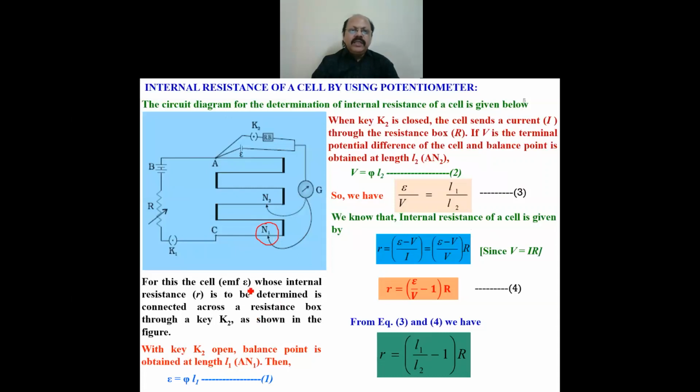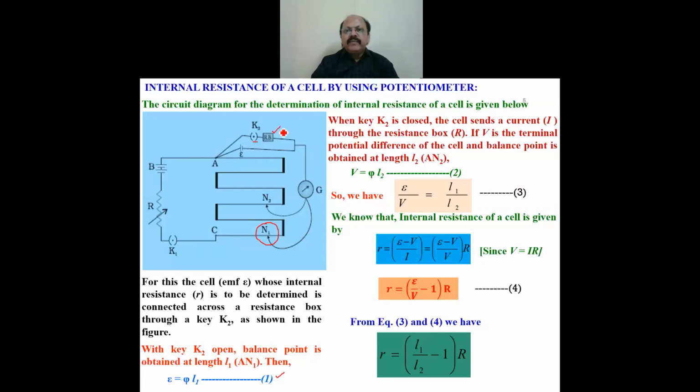Now you see that when the key K2 is open, then only the cell of EMF E is in the circuit. No external resistance is there. So that's why the potential difference between the two terminals of the cell is maximum. So it is the EMF. So EMF equal to phi L1. So mark this equation 1. Now we close the key K2 here. Then the cell sends a current through the resistance box.